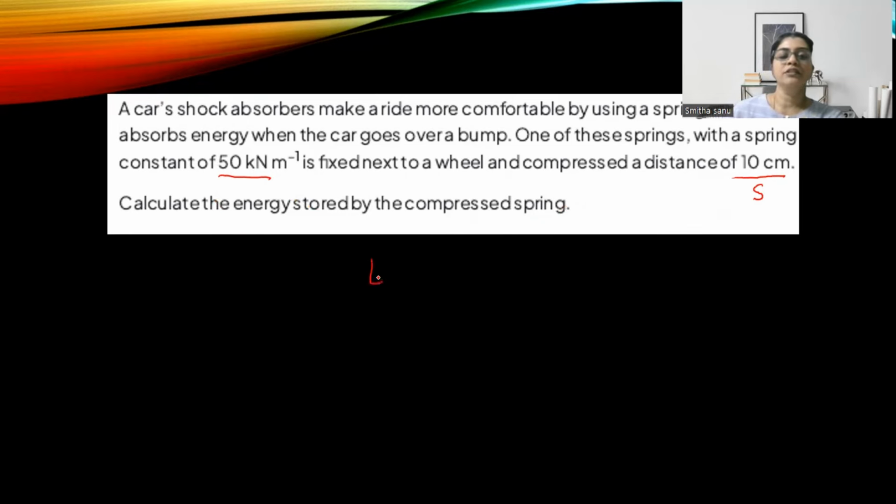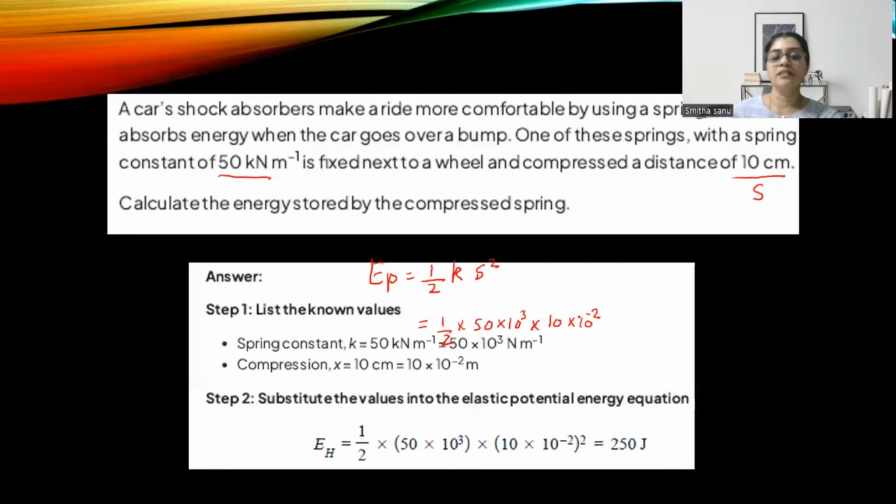So you know that the elastic potential energy stored is given as half times constant times extension square. So just plug in the values, half times 50 kilonewton, so have the power of 10 to the power 3, and extension is 10 into 10 to the power minus 2. That should give the answer around 250 joules.